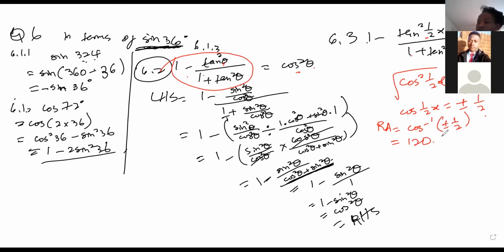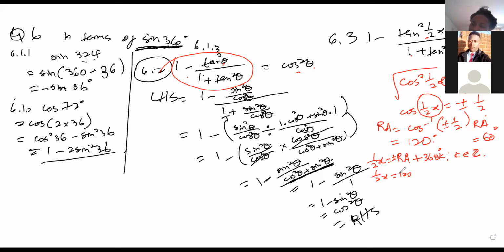The inverse of cos of negative 0.5 gives 120, and the inverse of cos of positive 0.5 gives 60. Those are our reference angles. Then theta, in this case, is half x. Half x is the reference angle. Remember, for a cos, it's plus or minus that reference angle plus 360 degrees k, where k is an element of integers, right? So half x is equal to plus or minus 120 plus 360 degrees k.